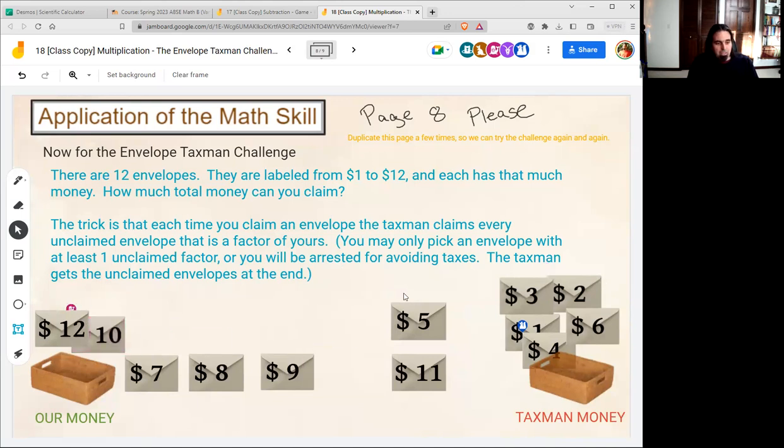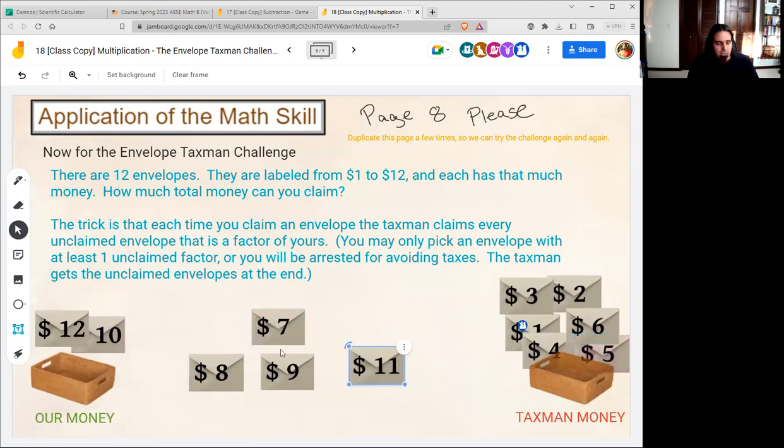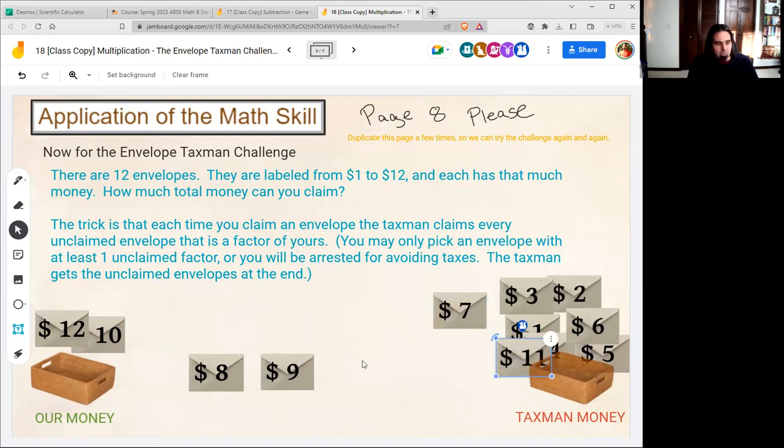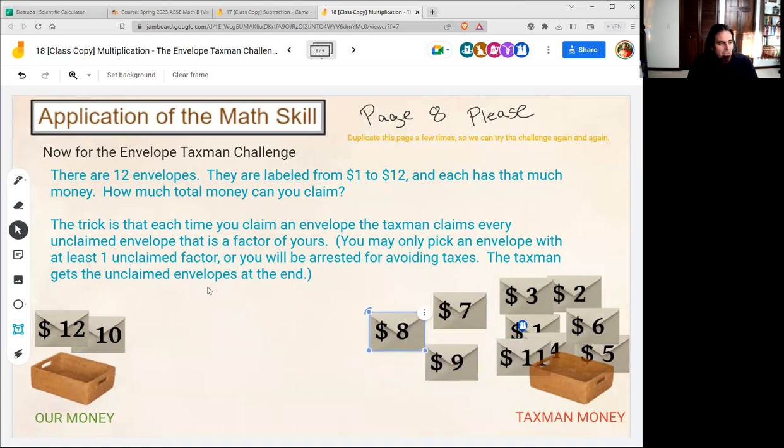We can do 10, then the tax man gets 5, that's fine. None of these other numbers have factors still on the board. So cleanup time, the tax man gets all of those. How much did we get this time? 22. So we did better the other time. Ready to try it a third time?